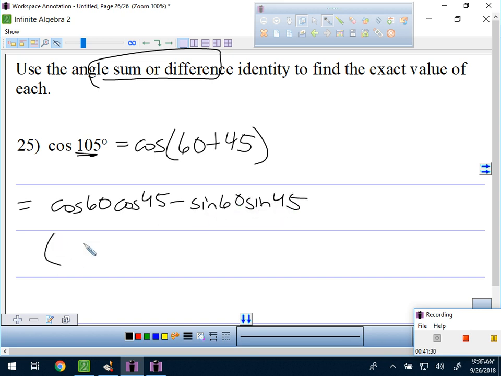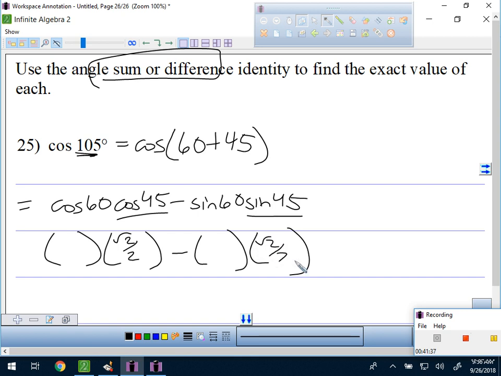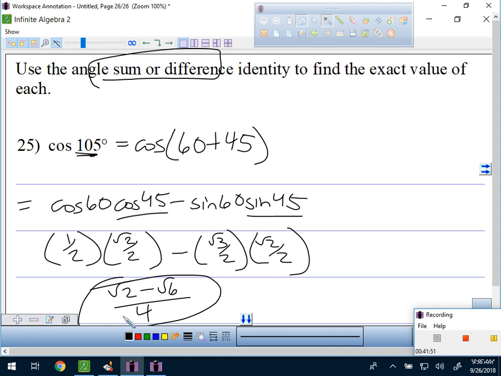And you can go back and double check me, but I do know beyond a shadow of a doubt that sine and cosine of 45 is radical 2 over 2. I also know that sine is opposite, and opposite of 60 is radical 3 over 2, and then cosine of 60 would be 1/2. If you do the arithmetic, you should get radical 2 minus radical 6 over 4, and that would be the answer for 25. Pretty straightforward, sine or cosine, sum or difference. I could ask either one, doesn't matter. So that's 25.